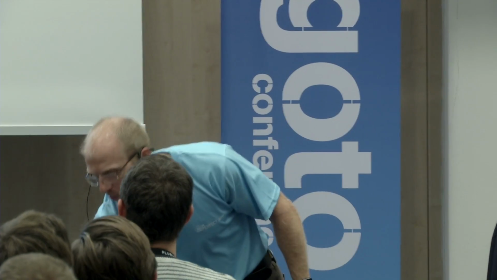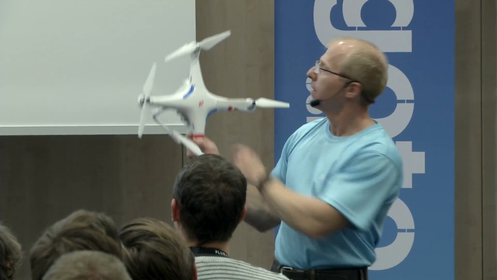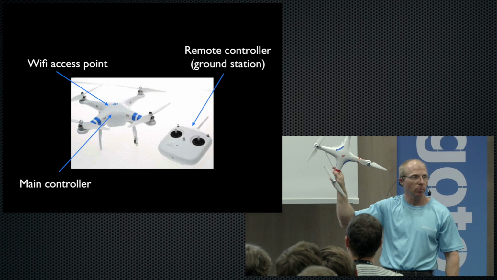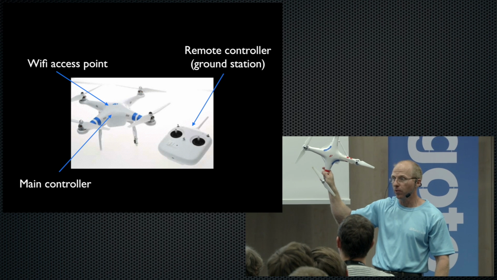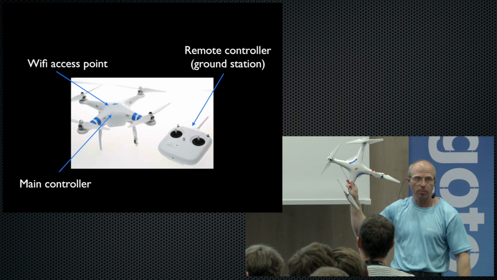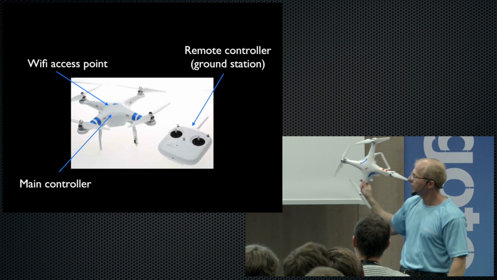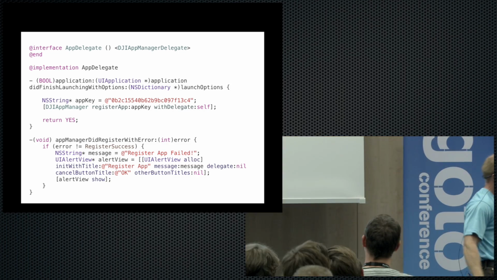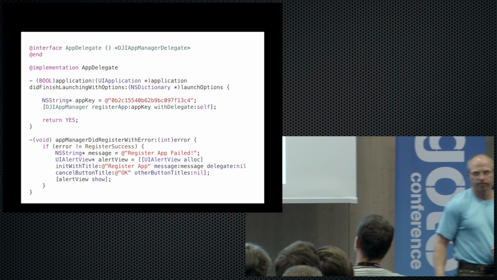And not only is the main controller here, there's a Wi-Fi access point in the drone too. And this is what we use. We connect our phone to the access point, and that way we establish the line of contact. Let's see how it works.